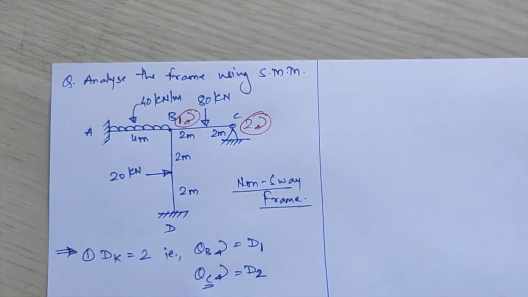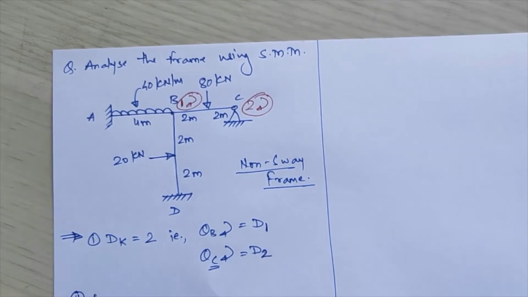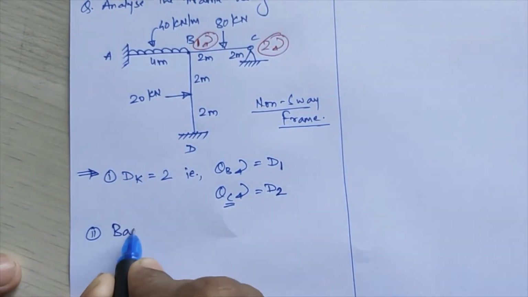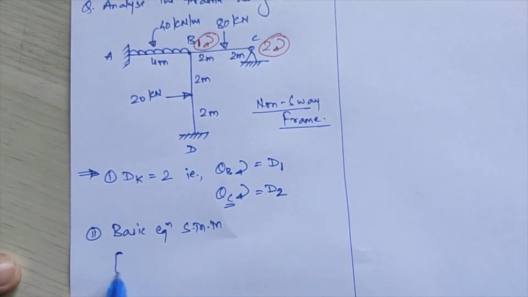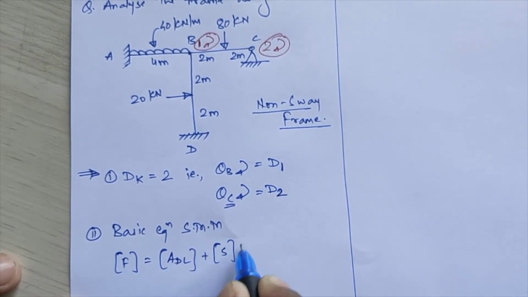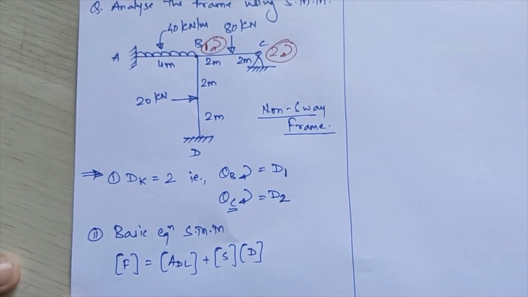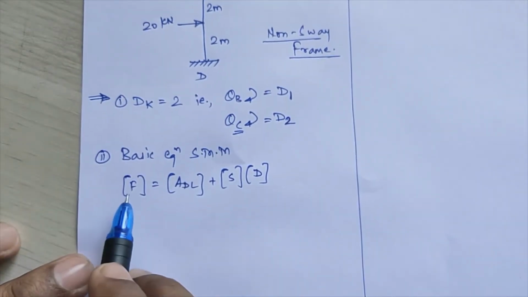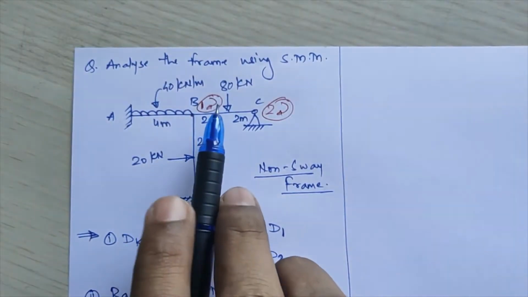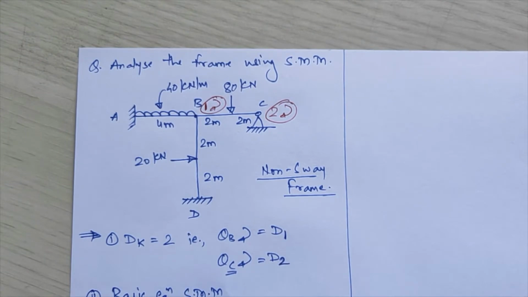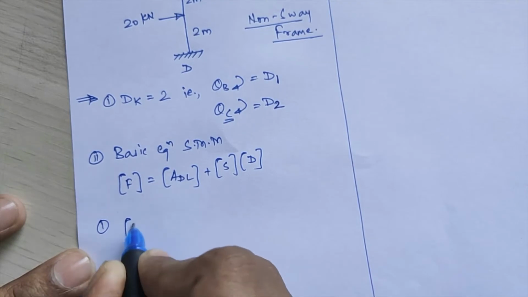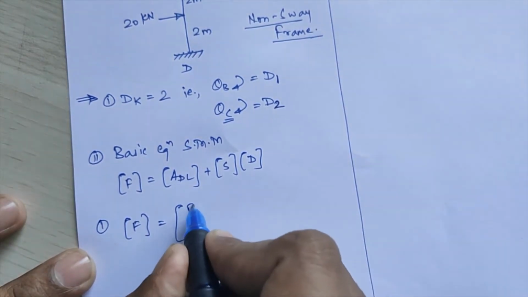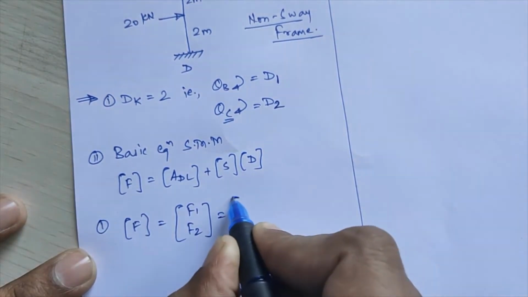Now we'll proceed to the second step. The basic equation of the stiffness matrix method is F is equal to ADL plus S into D, where F is the corresponding forces given at your selected coordinate points, that is at points 1 and 2. For the F matrix, two redundants we are having, so we will have F1 and F2.